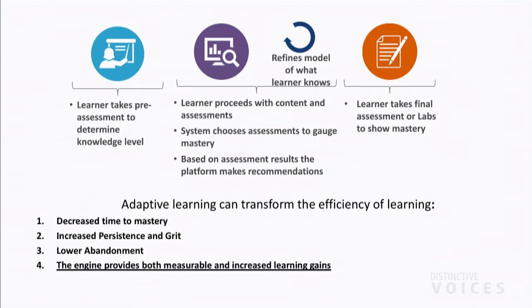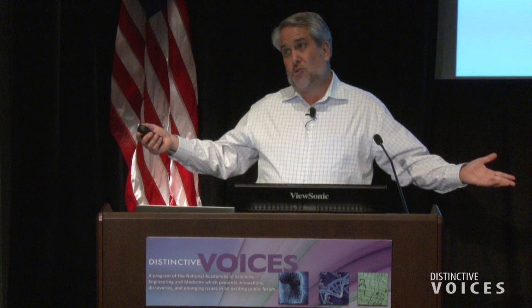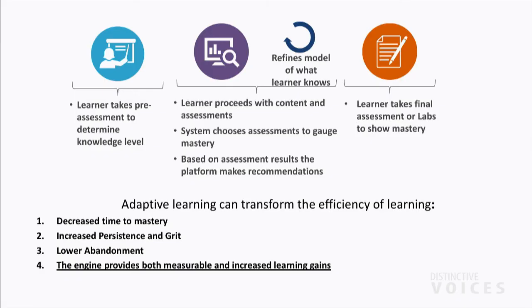And so what we think is adaptive learning can transform the efficiency of learning, and we have some hypotheses. There are no meta studies on this, the way there are meta studies on whether back surgery works for you, or whether you should have your meniscus removed. There are many, many meta studies. This one, we don't have a meta study on. So what's the decreased time to mastery?